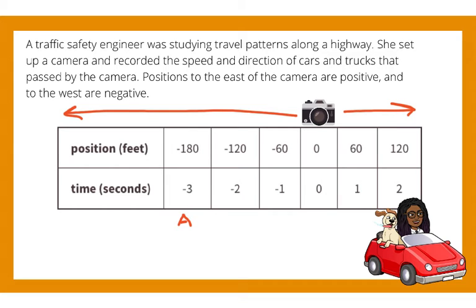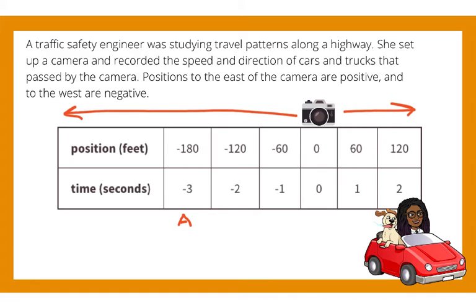We start at -180 feet, and then we end up at +120 feet. But what do these numbers mean? If I'm at a position of negative 180 feet, what does that mean? If you think that it means that I am 180 feet to the west of the camera, you're correct. The negative 3 seconds means 3 seconds before I reach the camera, 3 seconds before I pass that camera. What about the 120? That means we are 120 feet east of the camera. And that too represents how many seconds have passed since I passed by the camera.